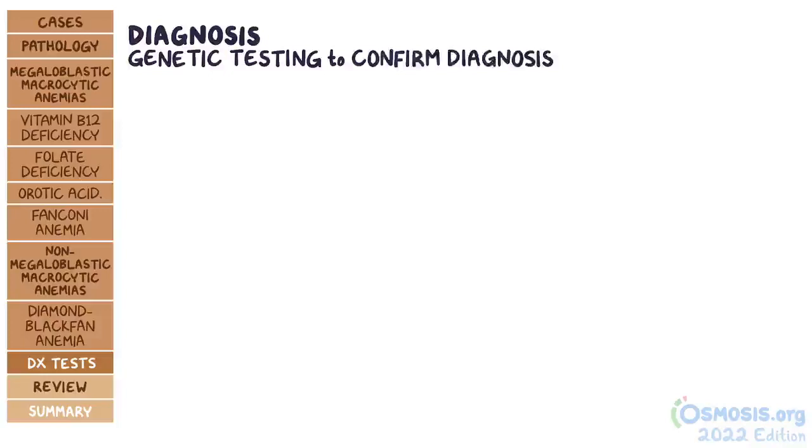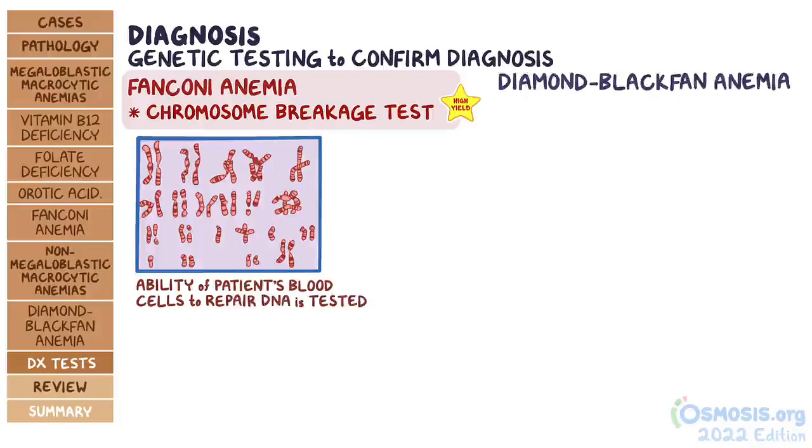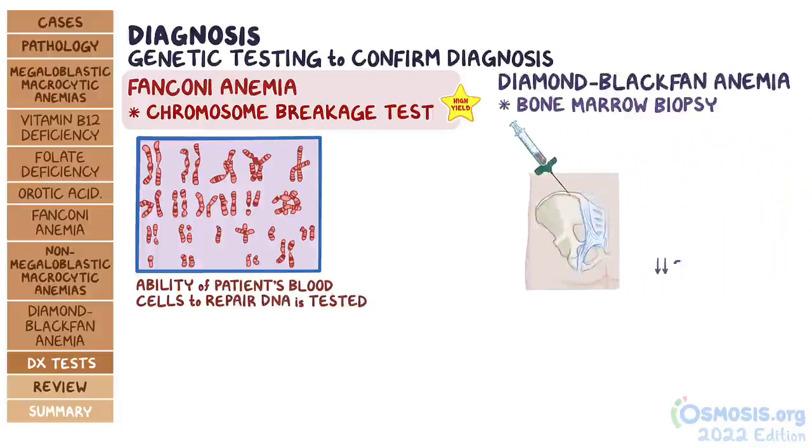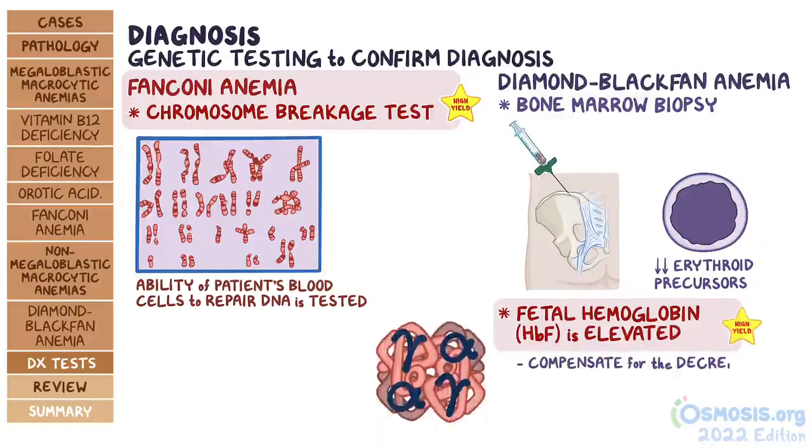The definitive test for Fanconi anemia is a chromosome breakage test where the ability of the patient's blood cells to repair DNA damage is tested. Diamond-Blackfan anemia diagnosis is mainly made through bone marrow biopsy, which shows diminished erythroid precursors. The important fact to remember for exams in Diamond-Blackfan anemia is that fetal hemoglobin, or HbF, is elevated to compensate for the decreased production of red blood cells.